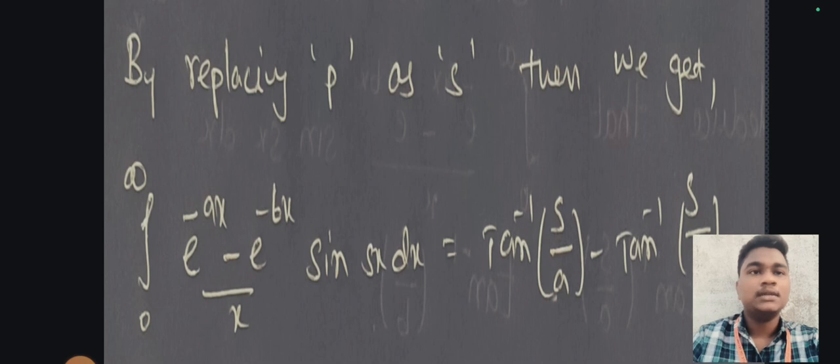By replacing p with s, we get the equation: the integration from 0 to infinity of (e power minus ax minus e power minus bx) by x into sin sx into dx is equal to tan inverse of s by a minus tan inverse of s by b. Hence that is proved.